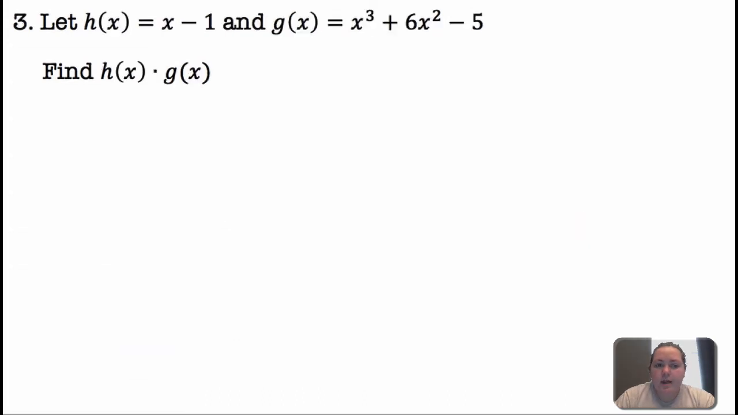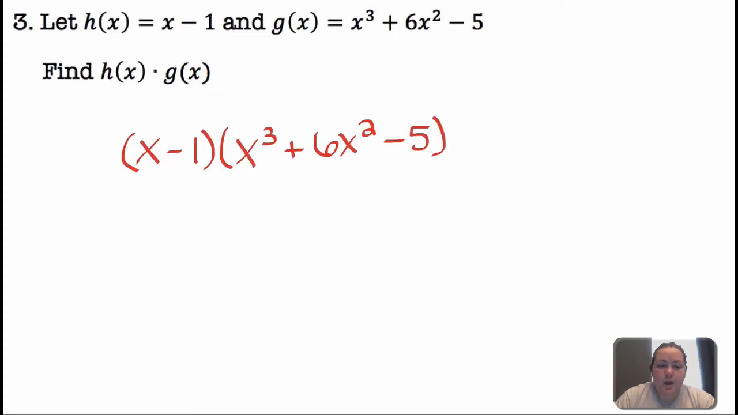Number 3, let h of x equal x minus 1 and g of x equal x to the third plus 6x squared minus 5. Find h of x times g of x. So I have x minus 1 times x to the third plus 6x squared minus 5. I'm going to distribute everything in the first set to everything in the second set.